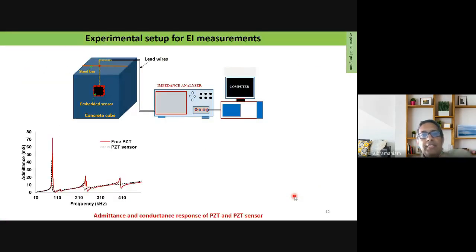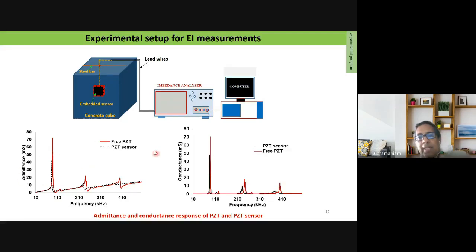So initially I want to talk about what would happen if I put it into concrete and look at the behavior in the impedance measurement. Here, essentially, I have the PZT sensor sitting inside concrete, and we apply an electric voltage of multiple frequencies and then try to get the admittance response. Specifically, we are more interested in the conductance response, the real part of the admittance.